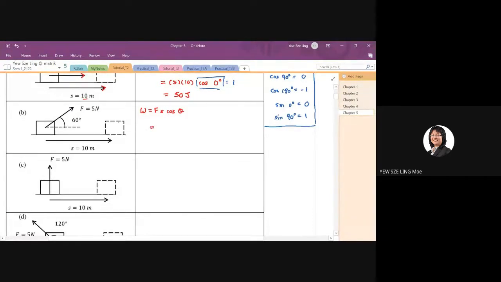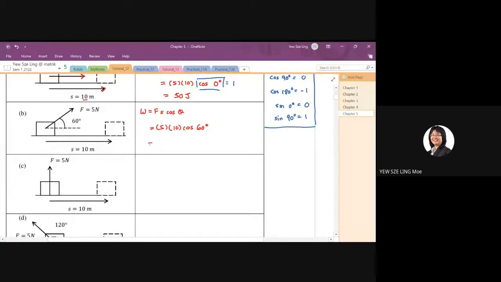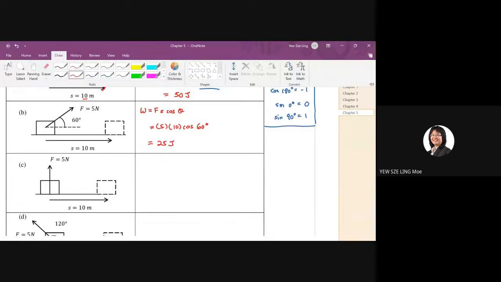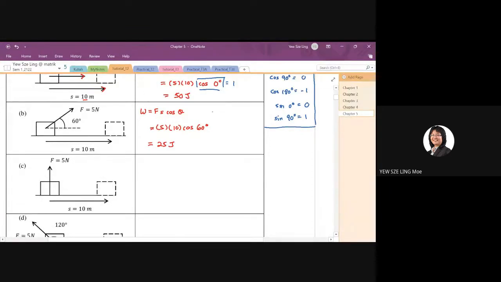Okay, so your force given is 5, and then S given is 10, and the angle given is 60 degrees. So straight away, you just substitute into the equation, and you are going to get 25 joules. Now, there's another method that people like to use, okay?